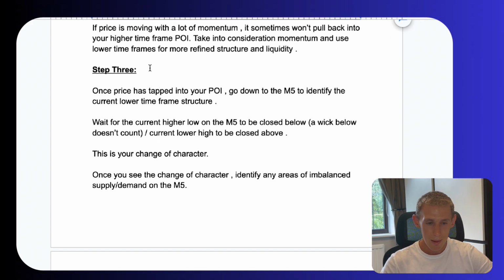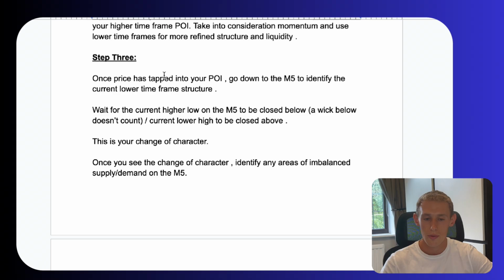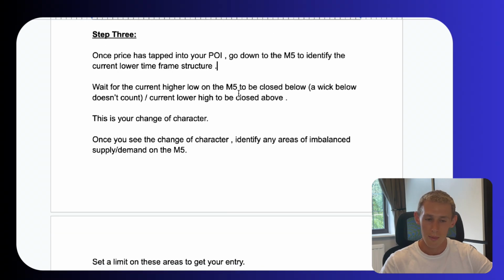Now, step 3, and this is one of the key components of this strategy. And once again, the logic behind this, right, is once price comes into our point of interest, we don't want to just blindly buy or sell from this area because we don't know whether price will want to respect that level or whether it will want to go straight past, for example. So that is why we're always waiting for this idea of a lower time frame confirmation. And to make things as mechanical and simple as possible, I'm always using the M5 time frame to identify the lower time frame structure.